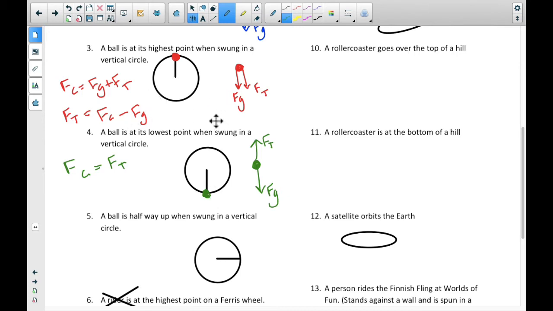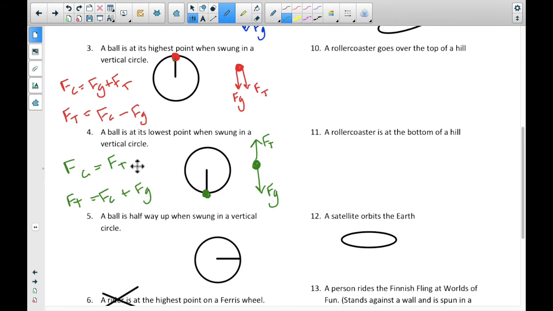Like imagine, I think you can imagine, but we'll do it in class too. If you're spinning this around, when it's at the top, it's kind of slack, right? But if it's at the bottom, you're having to really pull it to make it go around. And so that difference is because in this case, up here, we were subtracting the centripetal minus the gravitational to be the force of tension. Whereas in this one, the force of tension is actually the centripetal plus the gravitational.